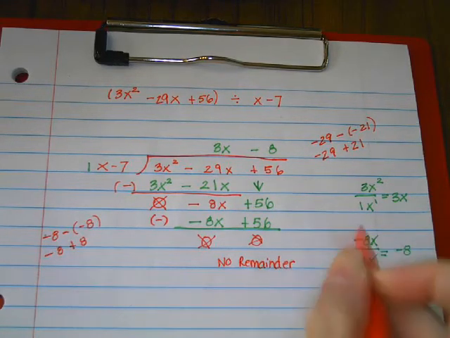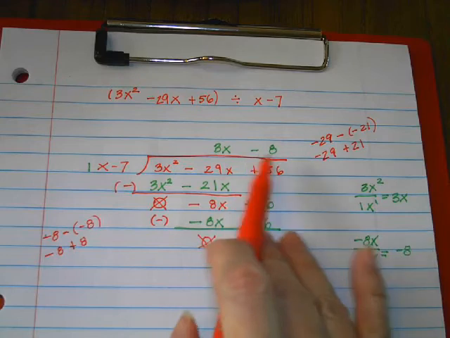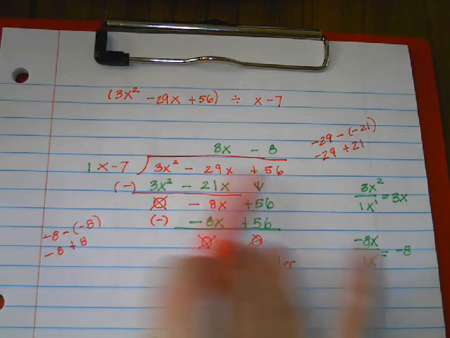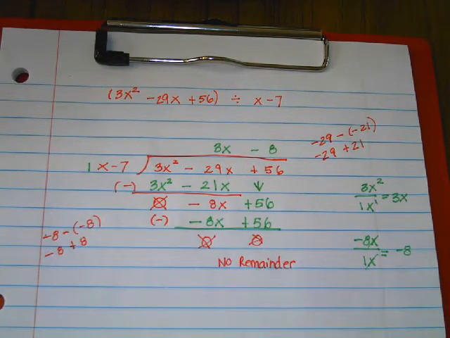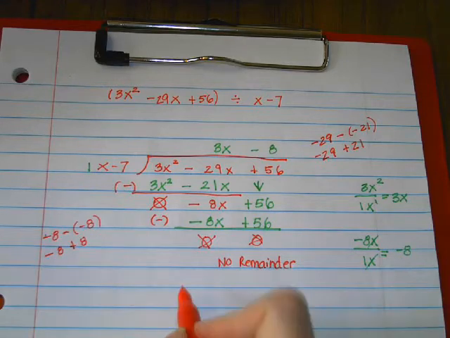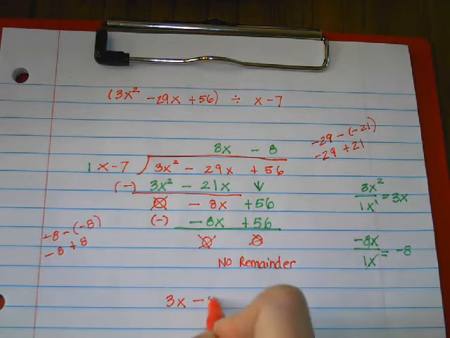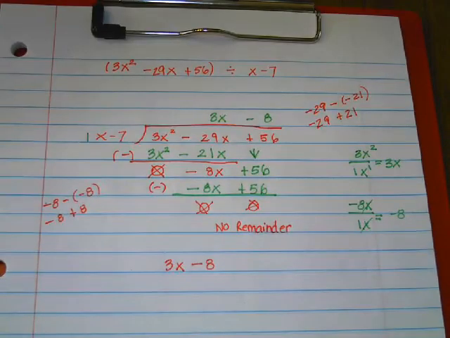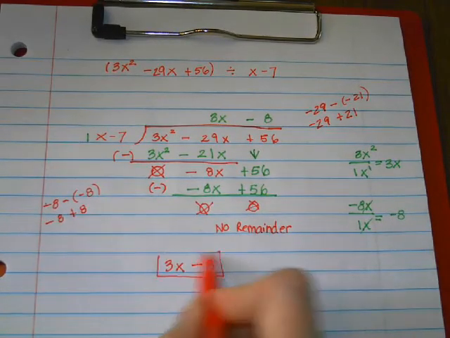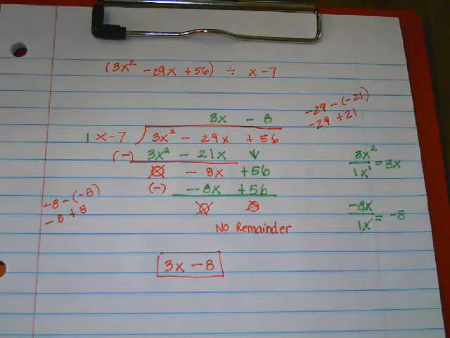This tells me that 3x minus 8 is a factor of this polynomial because there is no remainder. So my answer to this problem would just be 3x minus 8. That would be your final answer. Because you do not have a remainder, final answer.